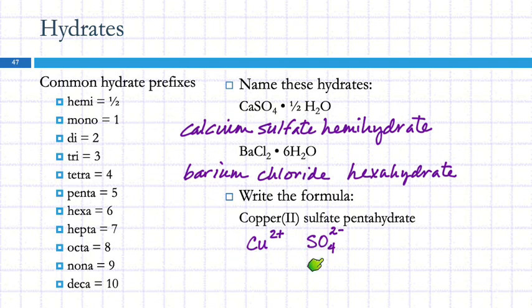So how can we put these two guys together so that their charges add up to 0? They already do, right? There's a +2 and a -2, and so if we just shove them together, say, hey guys, scoot over, and then pentahydrate, we'll put a dot there, 5 H2O. Any questions?